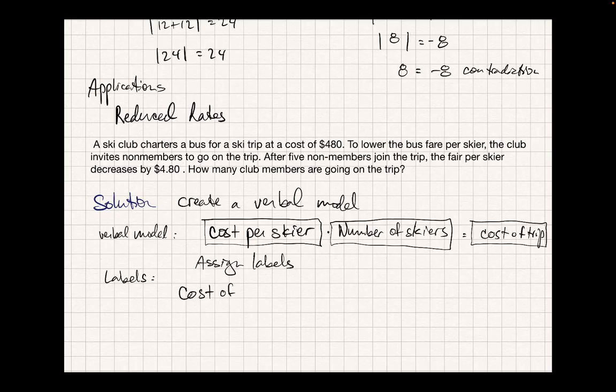I have so much beef with word problems. You don't know the cost per skier. We don't know the numbers. $480. What's the cost of the trip? The cost is 480 for everybody. What's my unit? No, 480 isn't the fee. It's the fare per skier. The fare per skier decreases by 480.